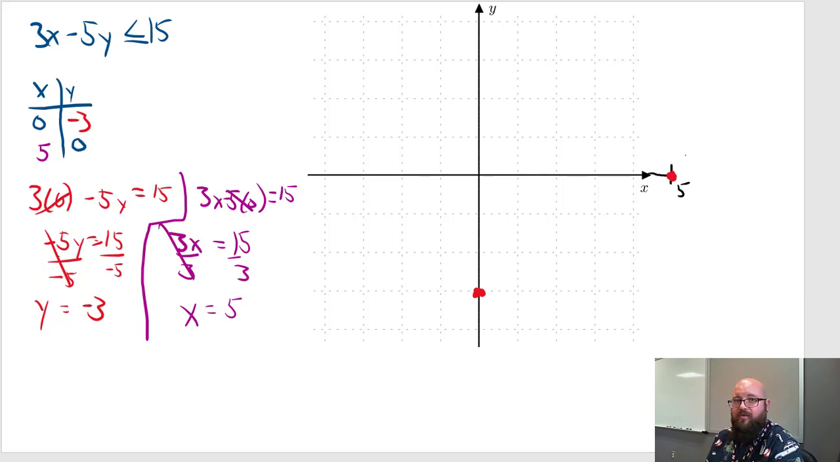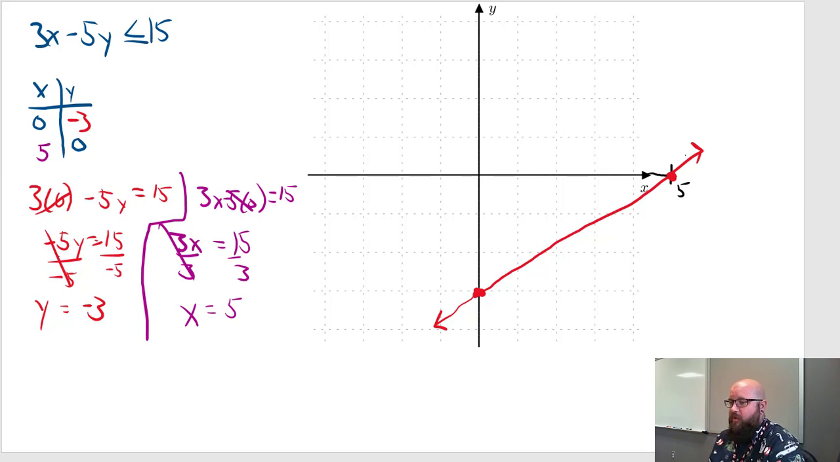Now, we're talking about what we dealt with in part 1 of the lesson. If we have a less than or equal to or greater than or equal to, we should have a solid line. So with this one, we should have a solid line that connects these 2 points, in which case you can just put a line that goes on forever in either direction.